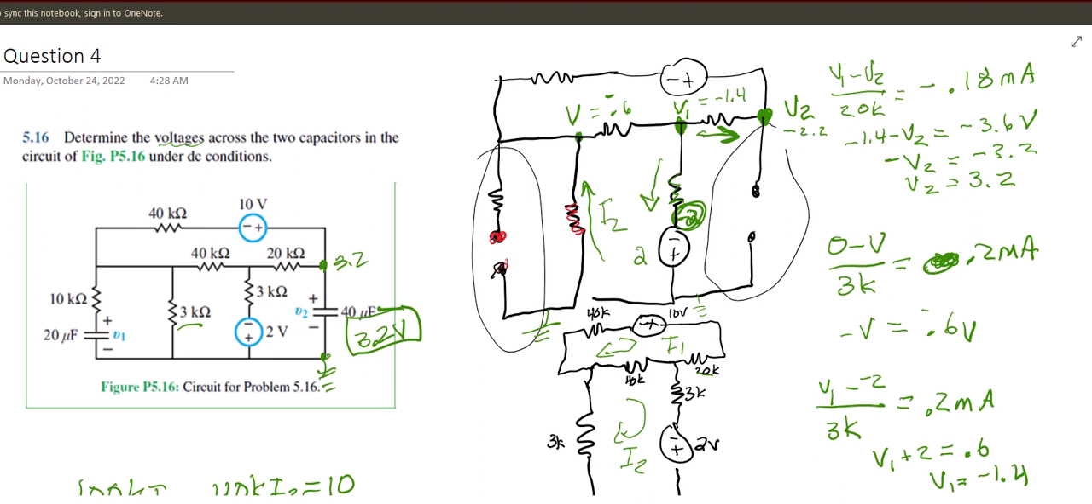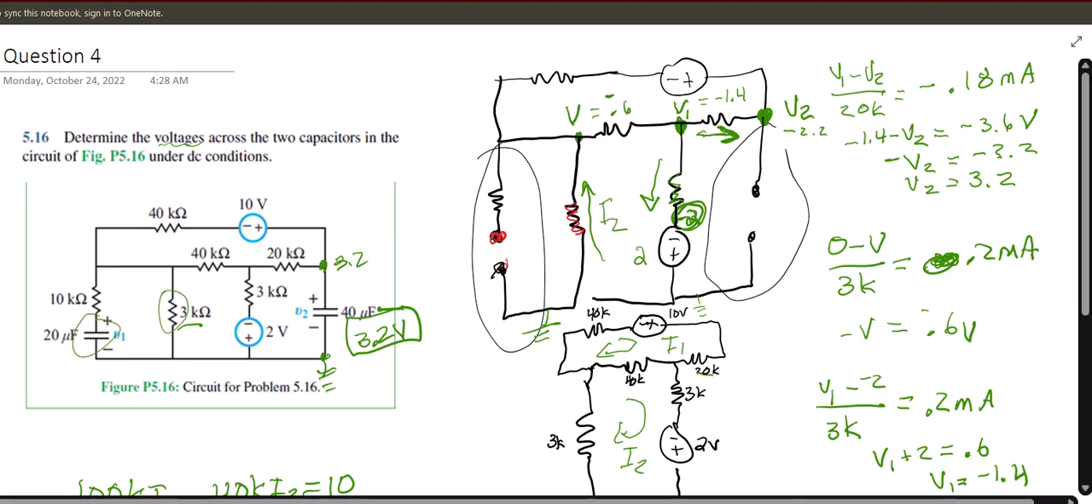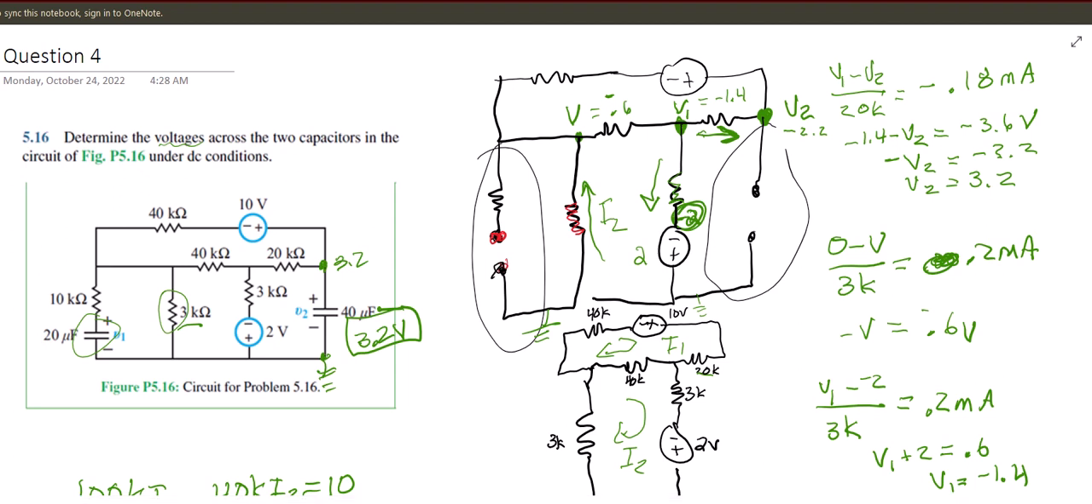Okay, so we still are working on the 20 microfarad capacitor. Let's see. No, we're not working on the 20 microfarad capacitor because we said that the voltage across this capacitor was the same. It was in parallel with the 3 kilo ohm resistor. And since it's in parallel with the 3 kilo ohm resistor, things in parallel have the same voltage. And the voltage across the 3 kilo ohm resistor was V, which was minus 0.6. So the voltage across the 20 microfarad capacitor is minus 0.6 volts.